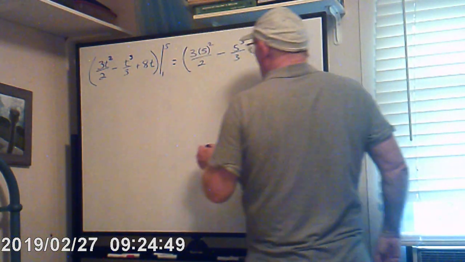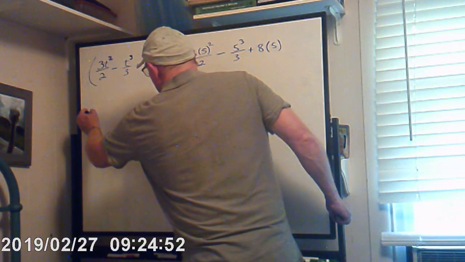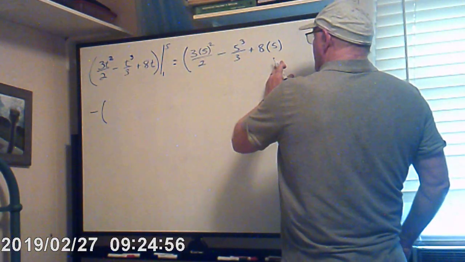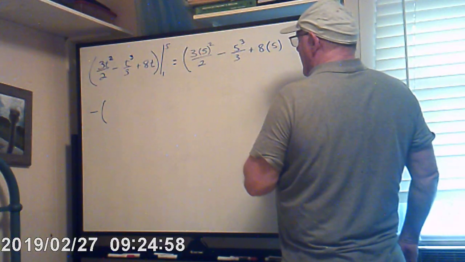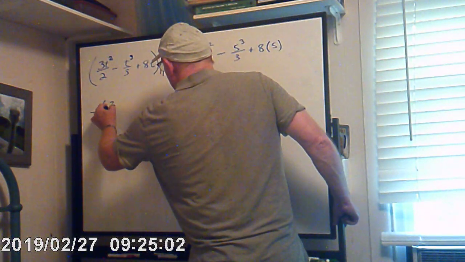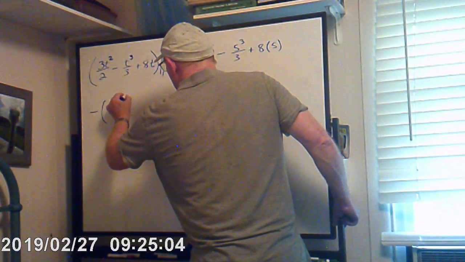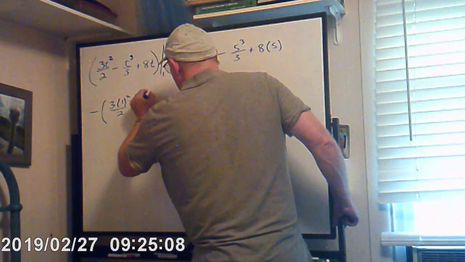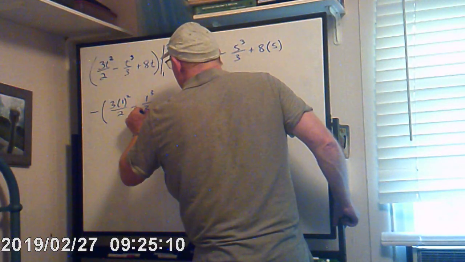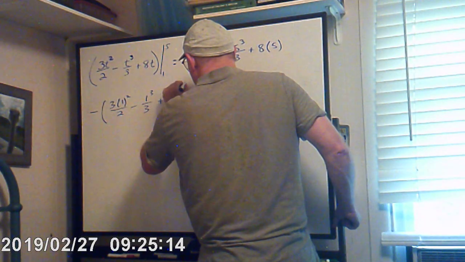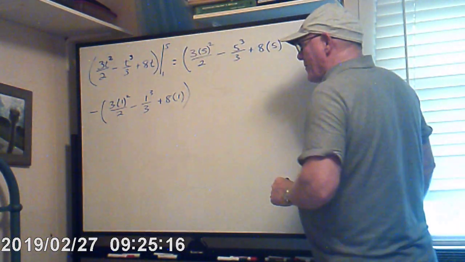Oh boy, where did I put it? Let's put it over here. Minus, okay, we're moving everything over here. I should have spread that out, but it doesn't matter. Now it's 3 times 1 squared over 2 minus 1 cubed over 3 plus 8 times 1. And there it is. There's your fundamental theorem of the calculus.